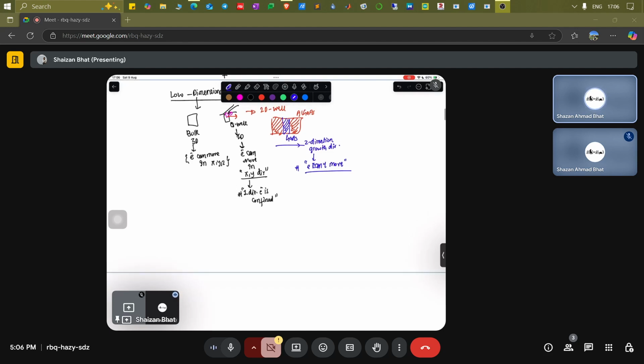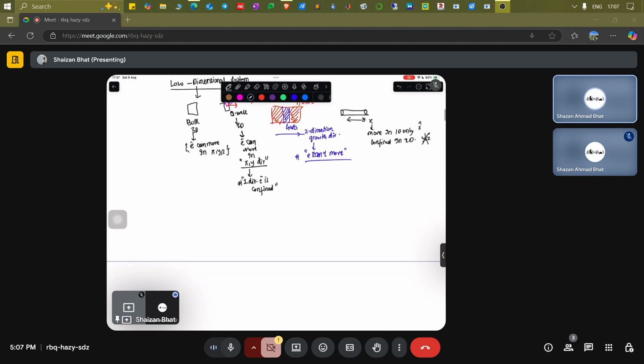Now we have one more system, for example a nanowire. In a nanowire, the electron can only move in the X direction. So the electron can move in 1D only, but it is confined in 2D. Along the Y and Z directions it is confined, so the electron cannot move in those directions. So what happens to the energy of the electron? That is what we are going to see.